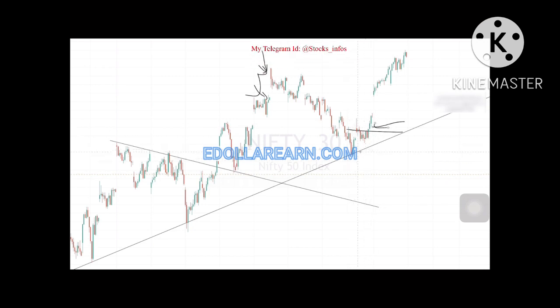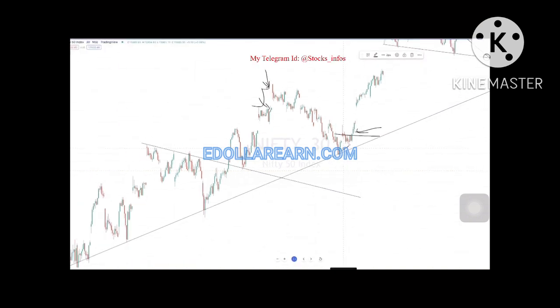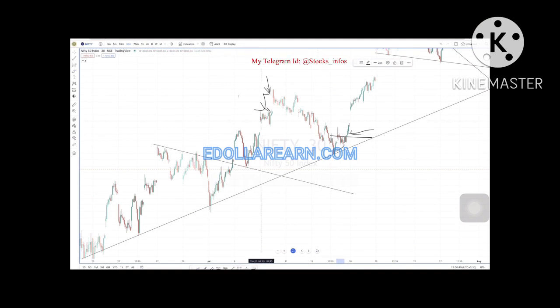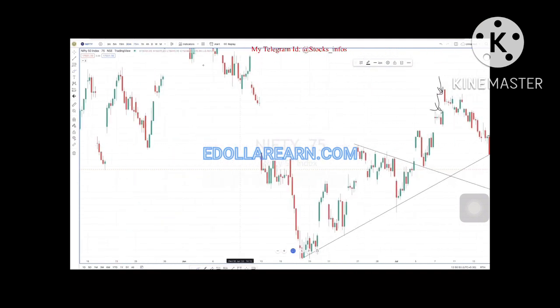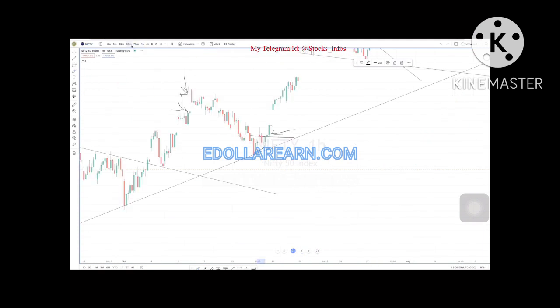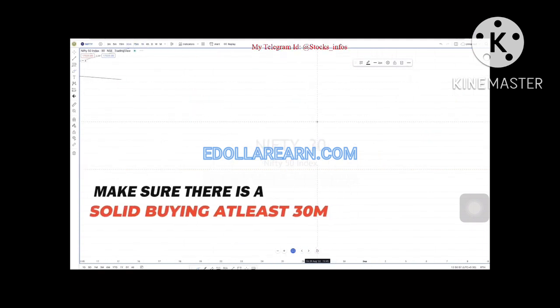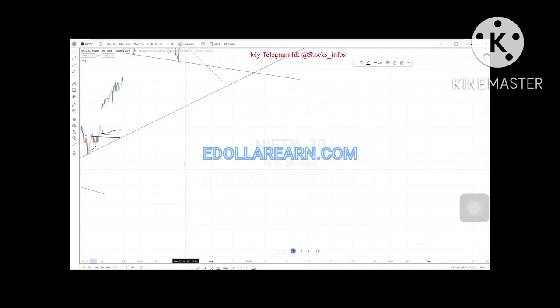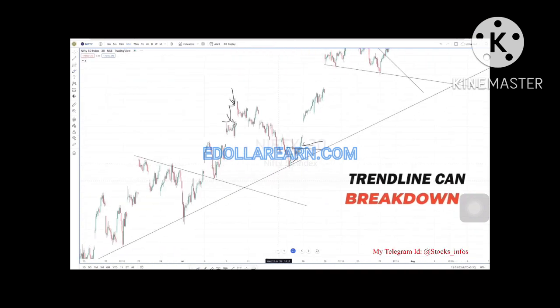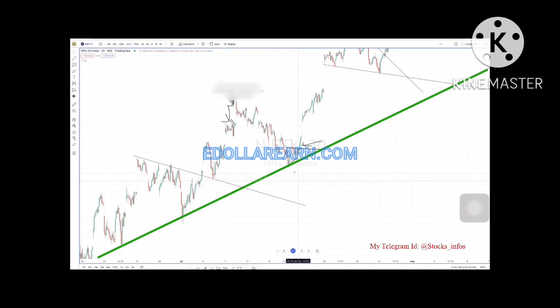Probably when this 30 minutes candle, when you see, it's very important that the candle closes. Okay, you can use 30 minutes or 75 minutes, or 1 hour, anything is fine, but make sure there is a solid buying at least in 30 minutes. That is very important. Just don't go blindly, because the trend line can break down, correct? So be aware of that.